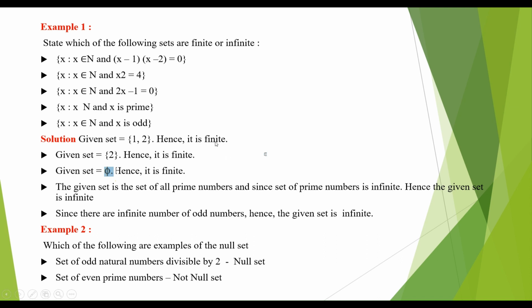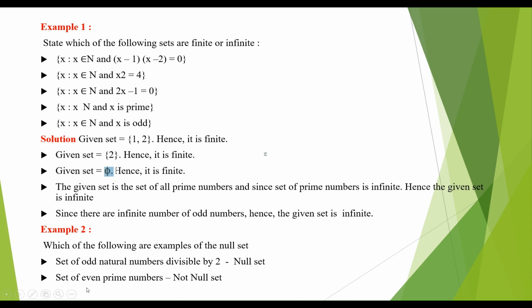Okay, for the next examples, we will take examples of the null set. Tell me which of the following are null sets. First, the set of odd natural numbers divisible by 2. What are the numbers divisible by 2? Can you tell? No odd number is divisible by 2. Odd numbers are 1, 3, 5, 7. They are not divisible by 2. We cannot divide them by 2. So we call this a null set. There are 0 elements in the set.